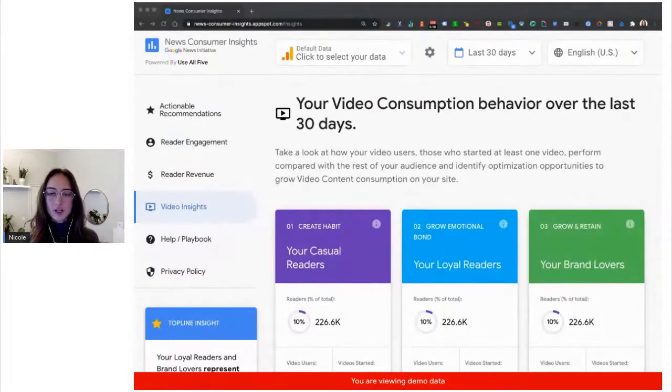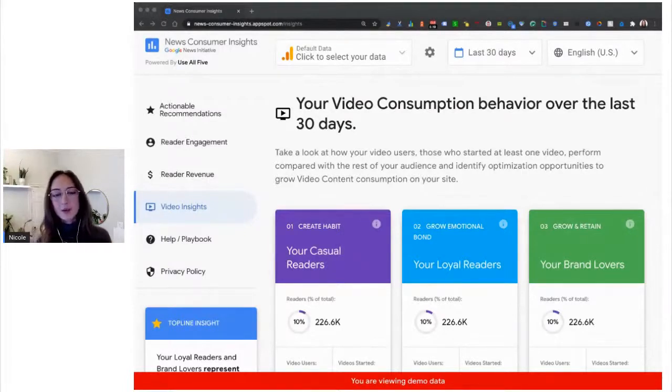So all information can be found in the playbook in the settings section in order for you to figure out how to implement that tag. And note that the video tags that we have built are for the most used video players from the industry. So you should most likely be able to find your video player there. And if not, you can absolutely reach out with questions.